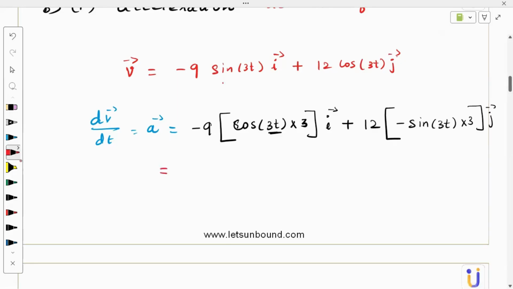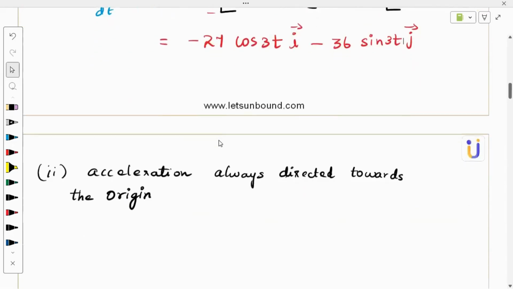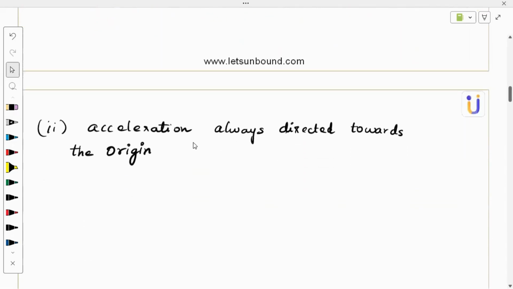So it's minus 9 and 3 is minus 27, cos 3t i vector, minus 36 sin 3t j vector. That's it. So this is our acceleration in terms of time t. Right? That's simple. And moving forward, acceleration is always directed towards the origin. This is what we need to prove.